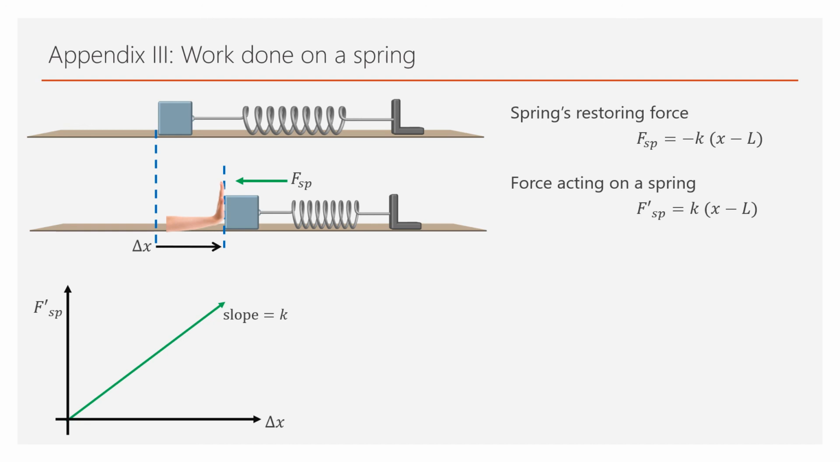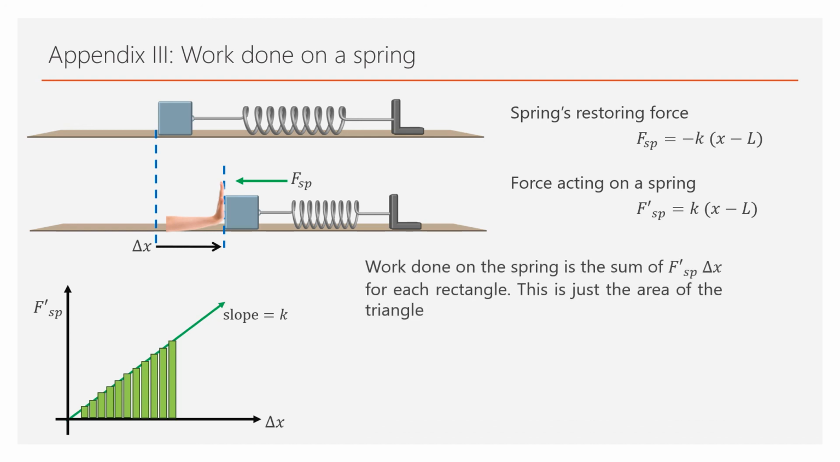Now what we can do is look at very small sections of the displacement. And these will just be rectangles. Now in each of these rectangles, the displacement is very small, so it can be approximately thought of as being constant. So to find the total work done, we just have to find the summation of the product of the force on the spring multiplied by that small amount of displacement for each of those rectangles. And then we take the limit as each of those rectangles becomes smaller and smaller. And this will just be the area of a triangle.